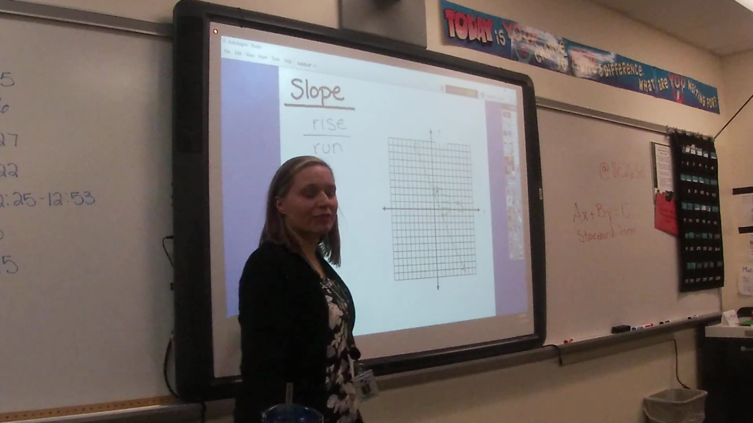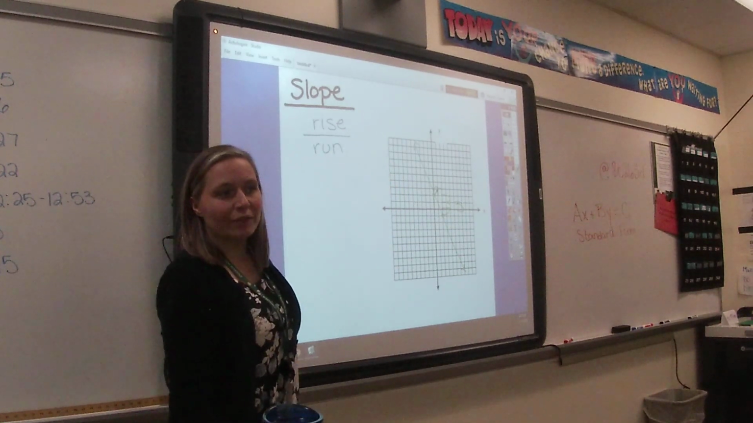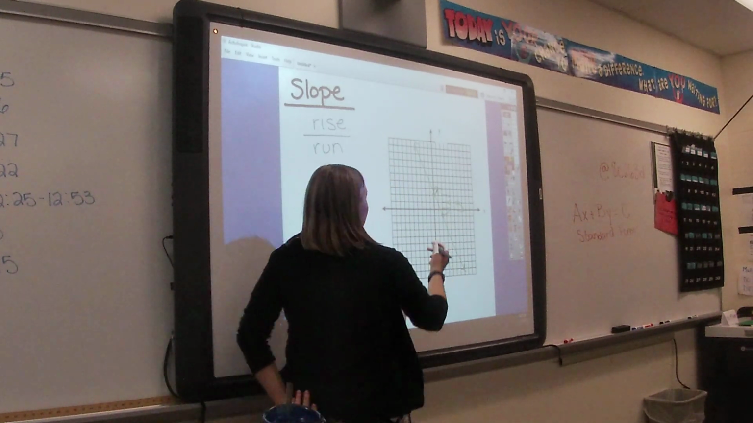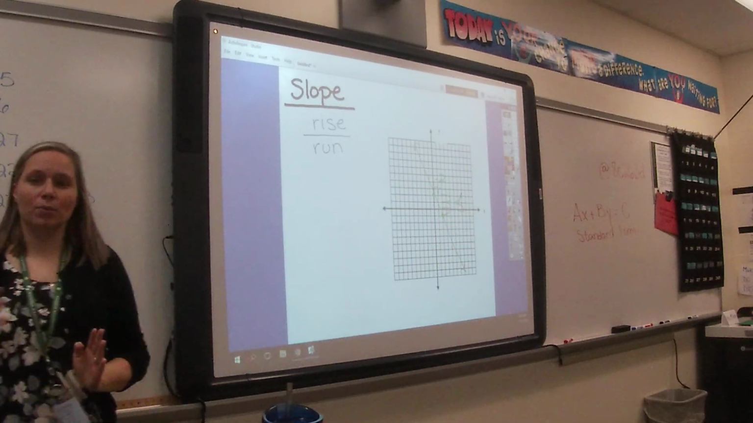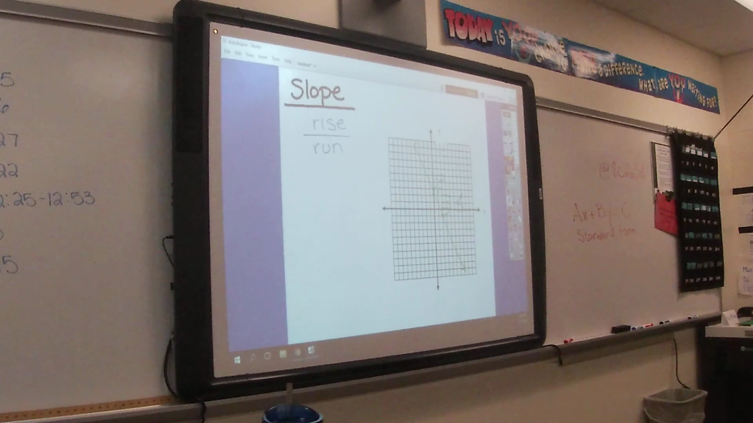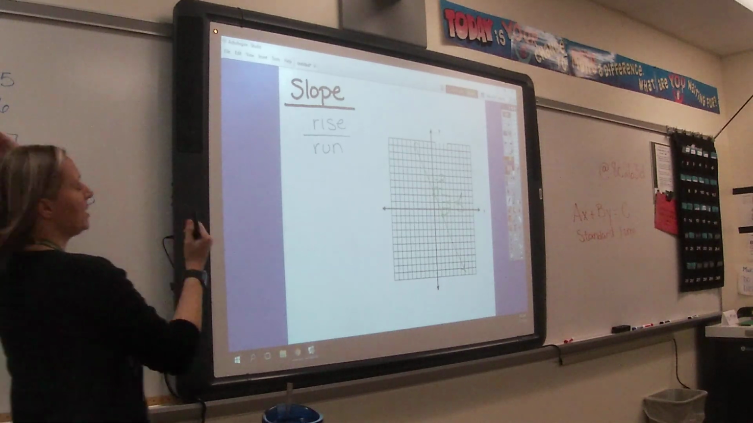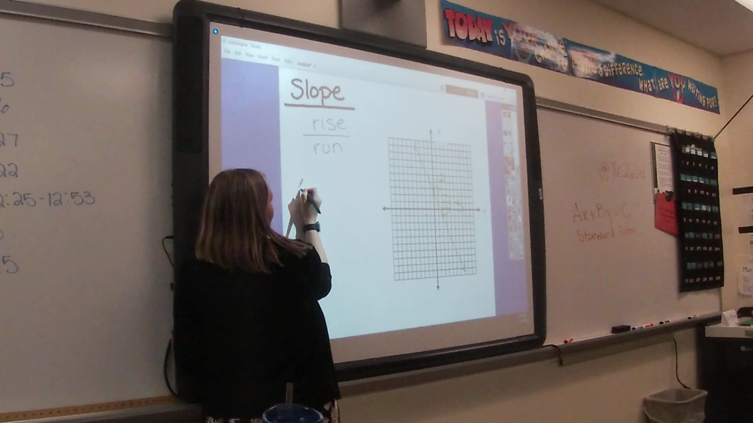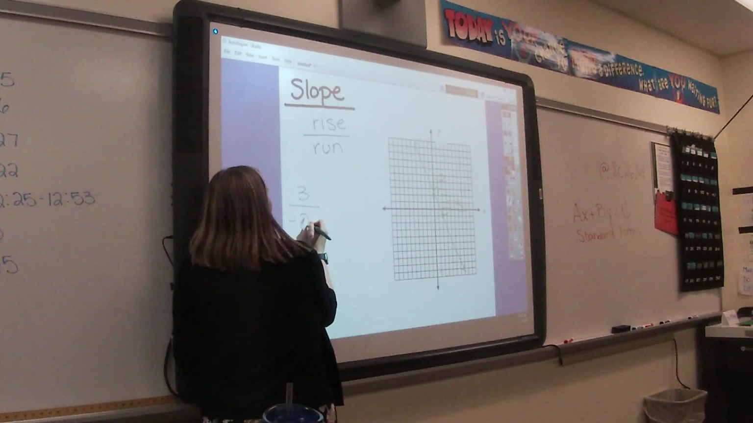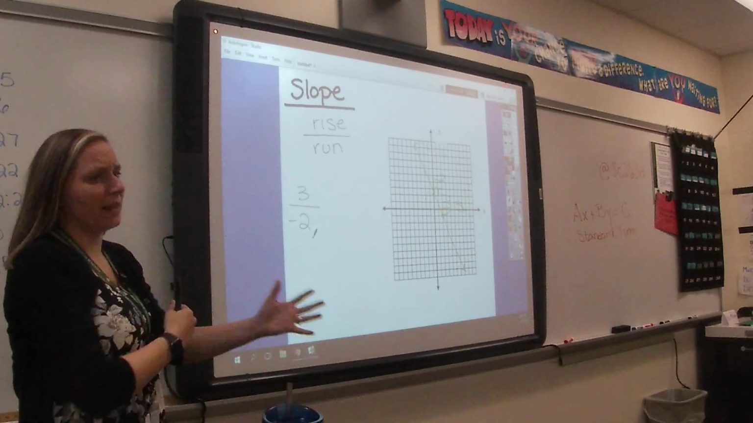Now, we went left. What does it mean if we go left? Make it negative. Now, if you counted down and then right, that would be fine. You'd get the same number. So we would say that this has a slope of what number goes on top? 3. What number goes on bottom? And what would maybe be a better way to write this?